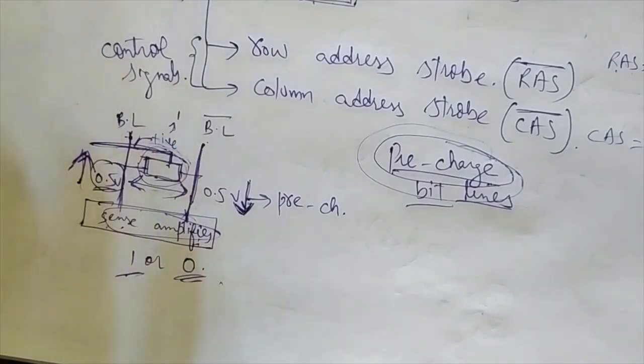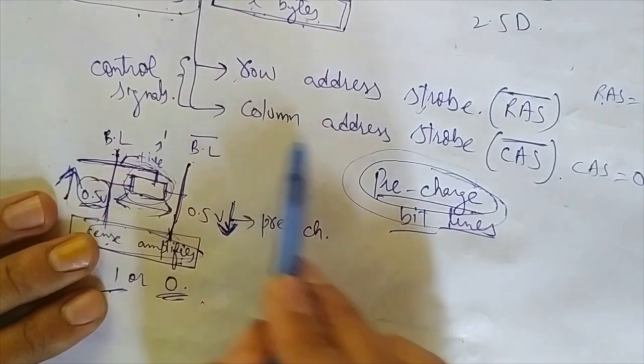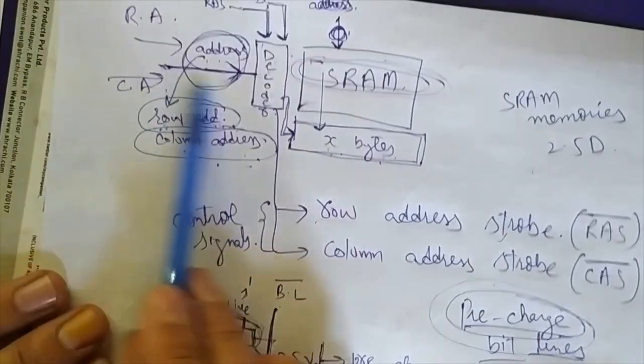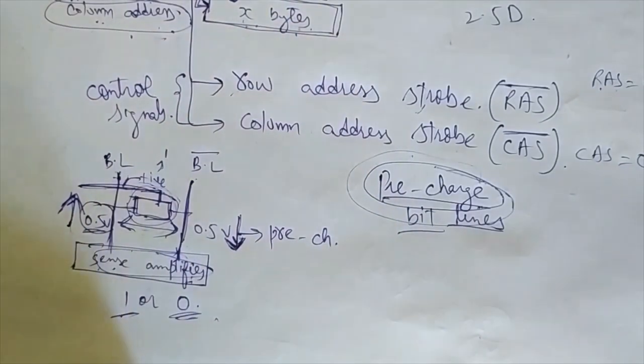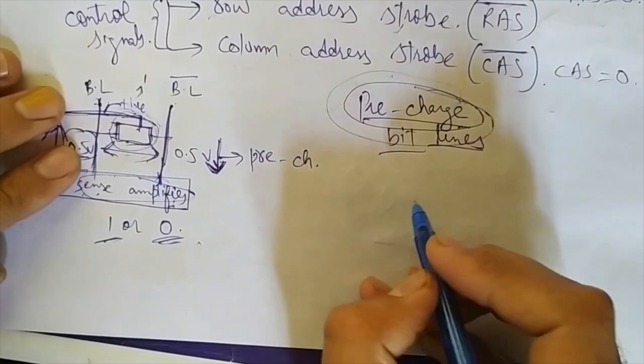So this was all about SRAMs: the different types of organizations that are possible using SRAMs, how we can create large memories using SRAMs, and why there is a need for row address strobe, column address strobe, and what a row address and column address decoder are. I hope you have understood these things in great detail. The next part of this lecture is to discuss another type of memory called DRAM.